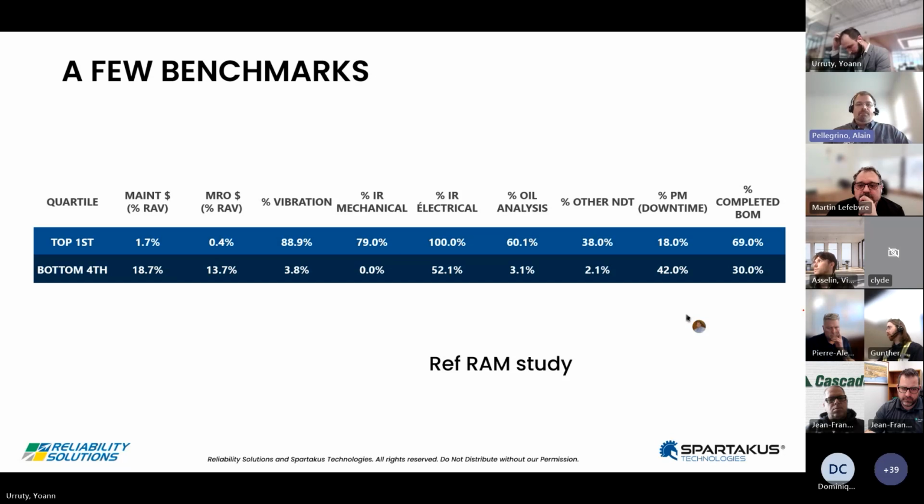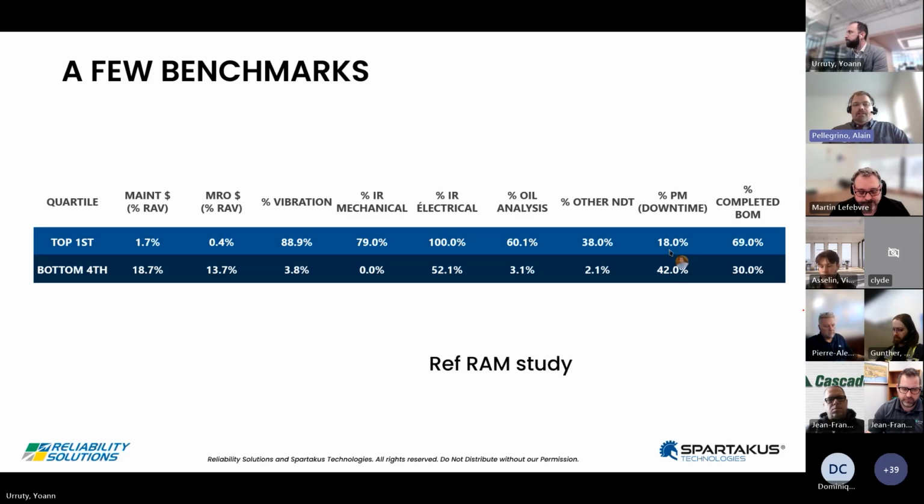The other thing I'd like to focus our effort on today is PM optimization. If you look at the percentage of time spent by the maintenance resources to do PMs, for first quartile companies, they spend less than 20% of the crew's time to do preventative maintenance, compared to the bottom fourth quartile, where they spend 42% of the time. And in that study, preventative maintenance is based on calendar. So it's a calendar-based maintenance strategy.